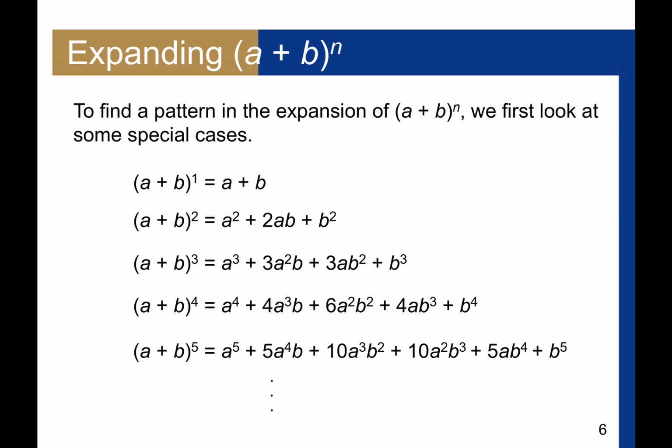For a plus b to the fourth, the first term is a to the fourth. The last term is b to the fourth. Look at a plus b to the fifth. The first term is a to the fifth. The last term is b to the fifth.